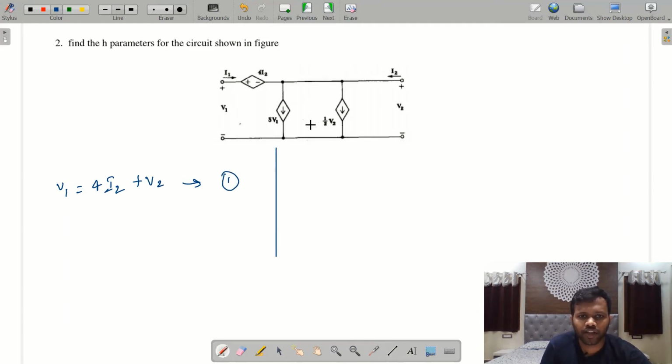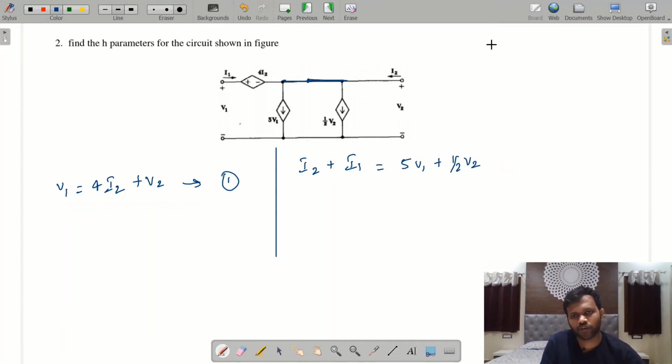Okay, similarly, what can we write? Apply KCL at this node. What are the incoming currents? I2 plus I1. Which are equal to what are the outgoing currents? 5 V1 plus half V2. Okay, 5V1 plus half V2, right?